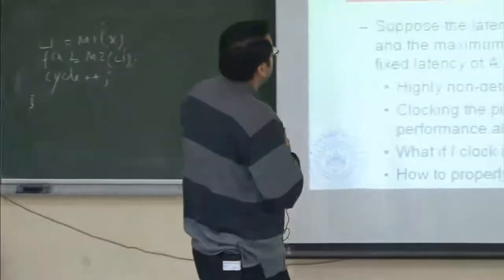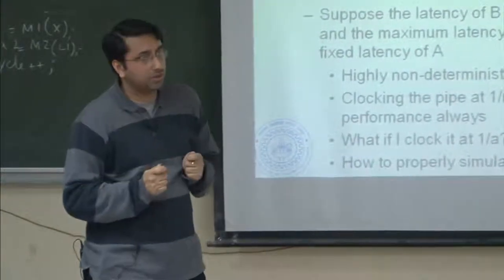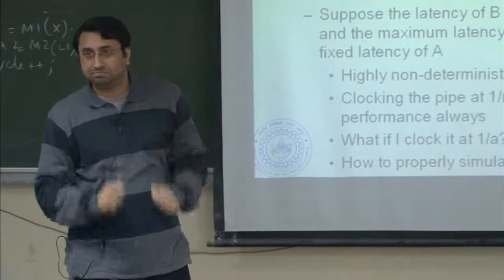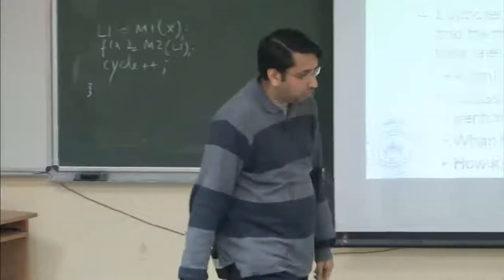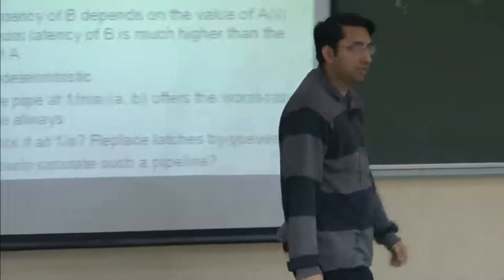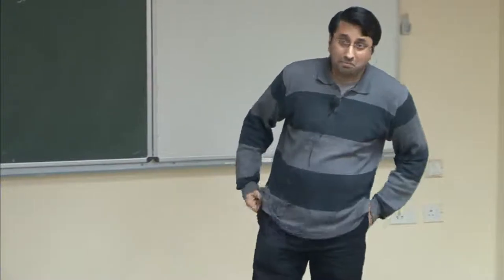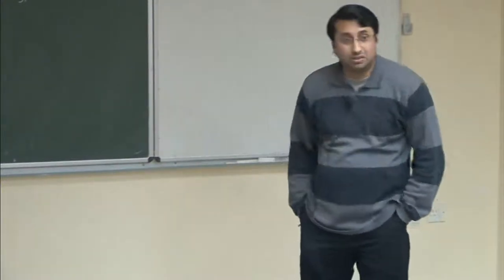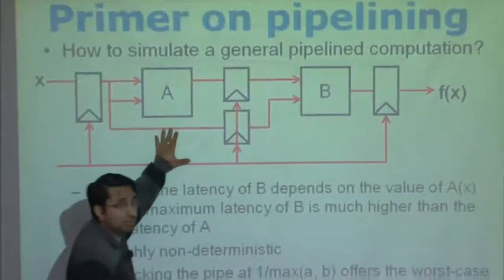Yes. So the fundamental question I'm interested in is, in which order should I simulate these two? A before B or B before A? I have a queue in between, and as you know, the queue offers four functions: enqueue, dequeue, full, empty. I tell you that both have problems. Let's take them one by one. So let's suppose that I simulate A before B.